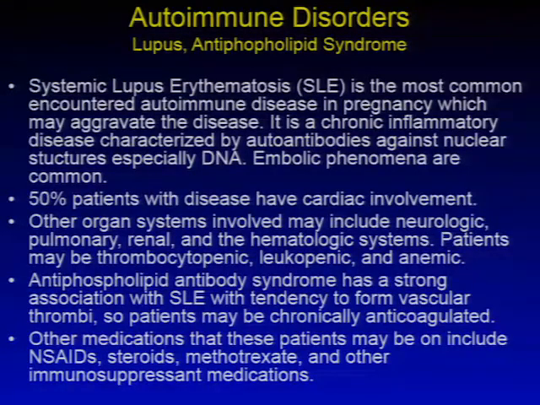50% of these patients have cardiac involvement. Other organ systems involved may include the neurologic, pulmonary, renal, and hematological systems. Patients may be thrombocytopenic, leukopenic, and anemic. The antiphospholipid antibody syndrome has a strong association with SLE with tendency to form vascular thrombi, so patients may be chronically anticoagulated. Other medications that these pregnant women may be on include the NSAIDs, steroids, methotrexate, and immunosuppressant medications.